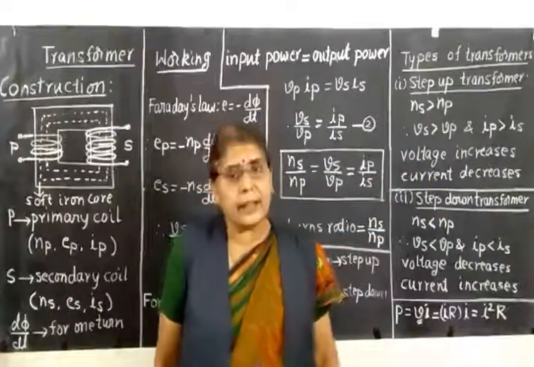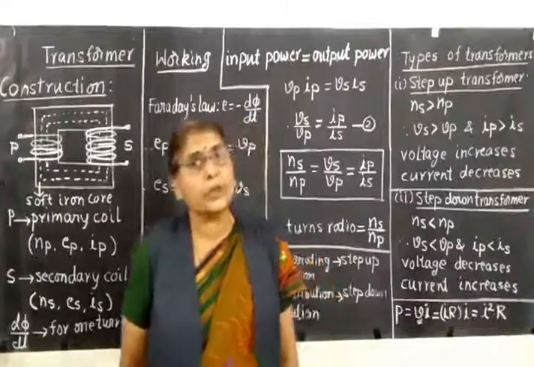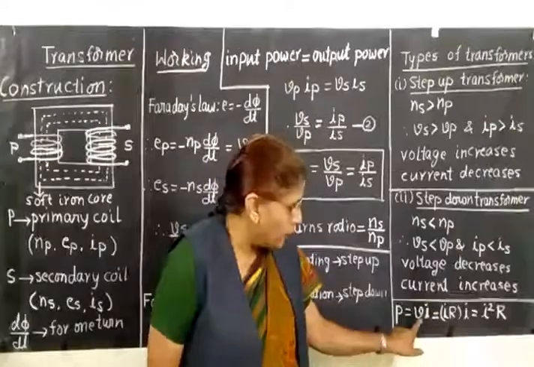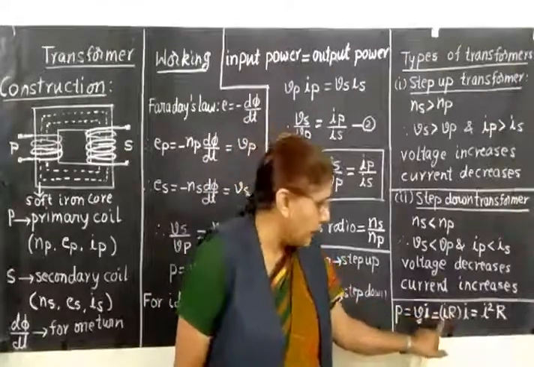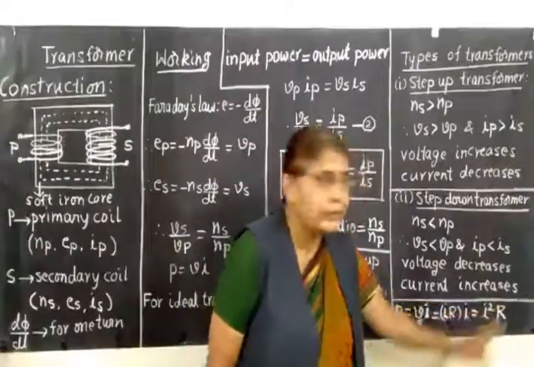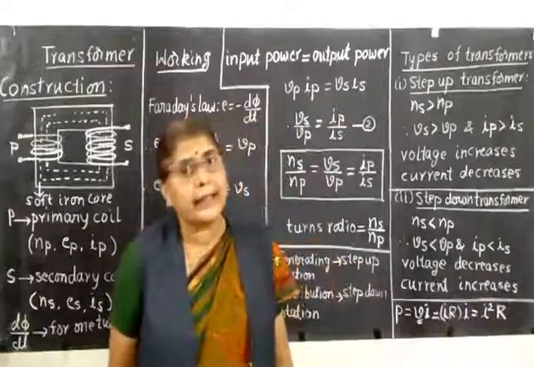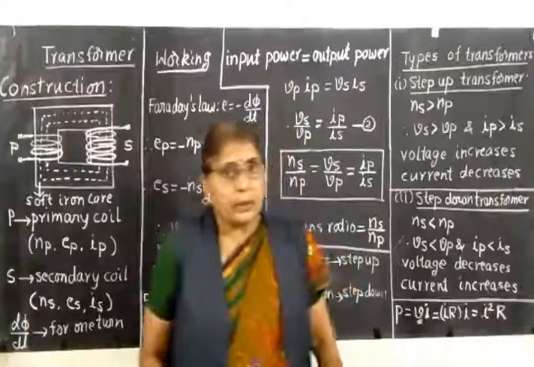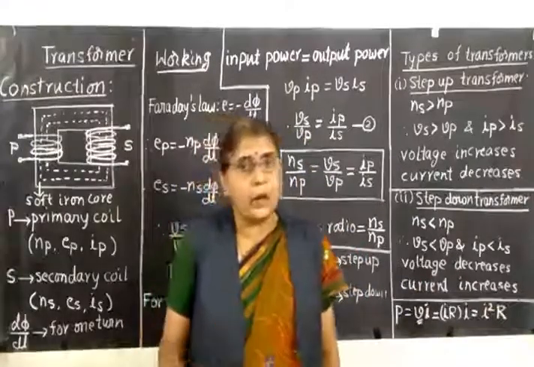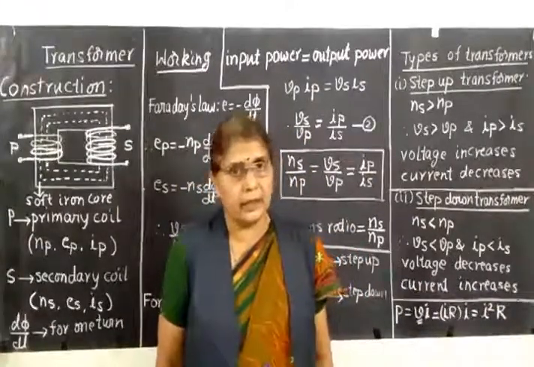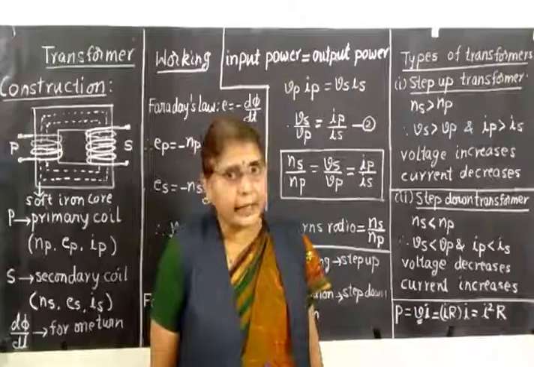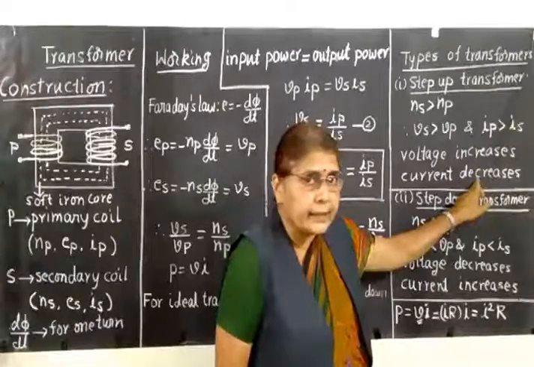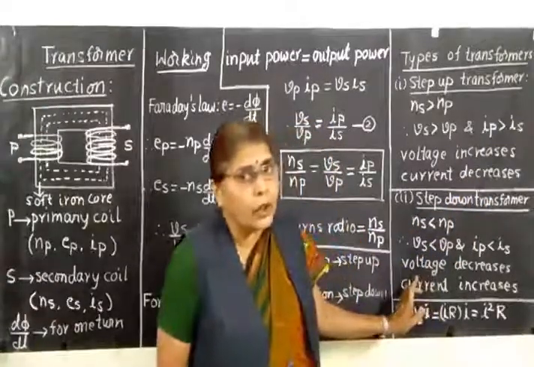So what happens if the current decreases? Let us go to the power loss. You know P is equal to VI. V is nothing but IR, so it will be IR into I, that is I square R. So power loss will be I square R. If the current is more, then the power loss will be more. That is, more heat will be lost when it passes through a wire. Therefore, if the current decreases, naturally the power loss also decreases.